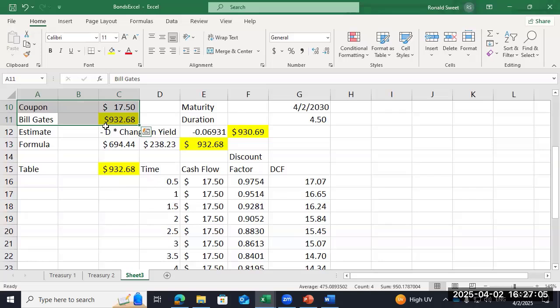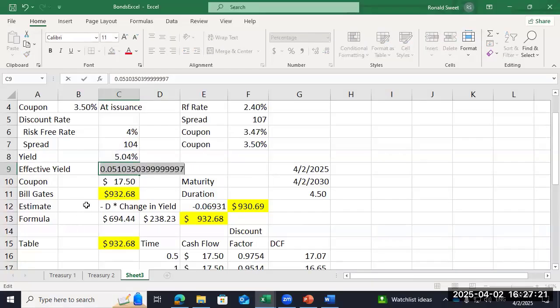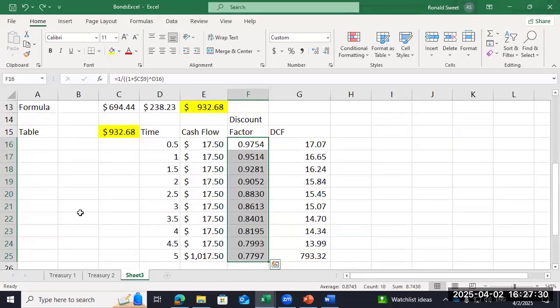You might get a slightly different answer because of rounding, right? Because I'm not rounding here. I'm not telling Excel to round the numbers, but if you round the effective yield, I'm using 5.10, but I'm using this number going out that many places. So if you're using 4 decimals on the discount rate, you can get a number that could be off 2, 3, 4 cents pretty easily, depending on how the rounding accumulates.